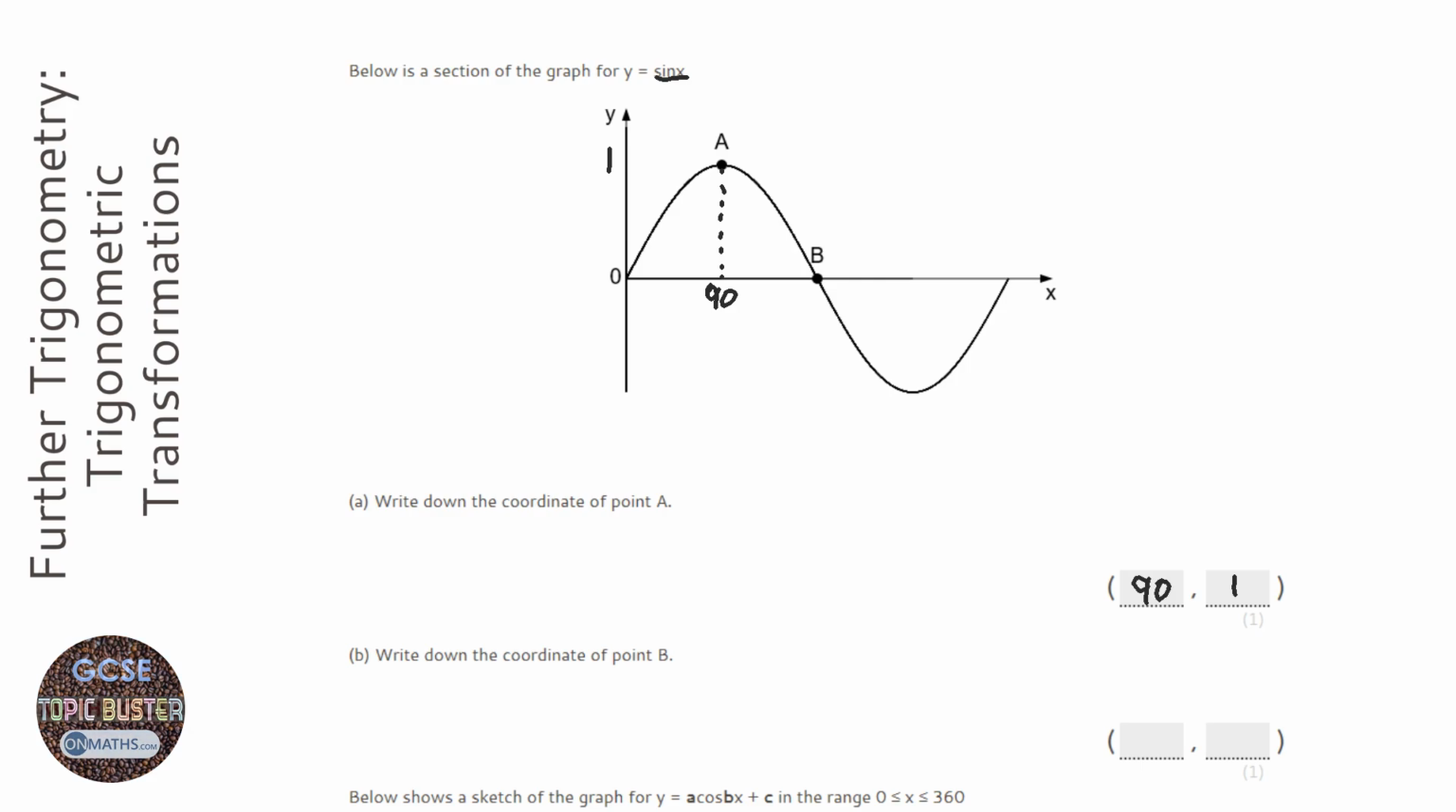At point B, I know it gets to 0 at 180 because it's 360 in total, and it reaches that 0 point halfway. So it's going to be 180 across and 0 up.